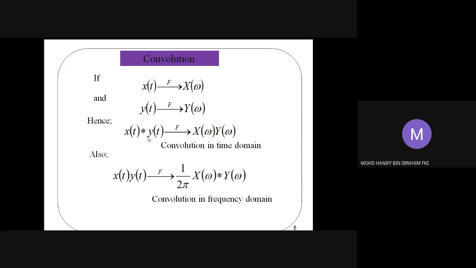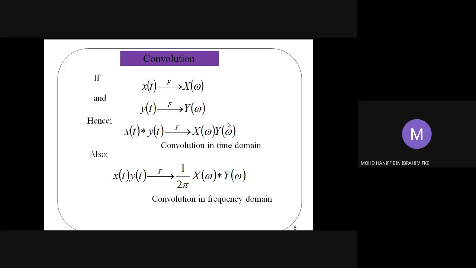So this is the symbol of convolution. I hope that you have read lecture 6, and have tried to understand lecture 6, which is on convolution theory, right? So if these two signals are convolved, x(t) convolved with y(t), the Fourier transform for this convolution will be X(omega) multiplied with Y(omega). So x(t) convolved with y(t), in Fourier transform, it will be a multiplication.